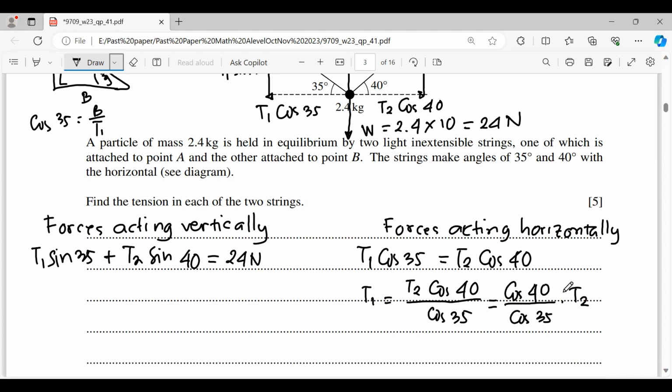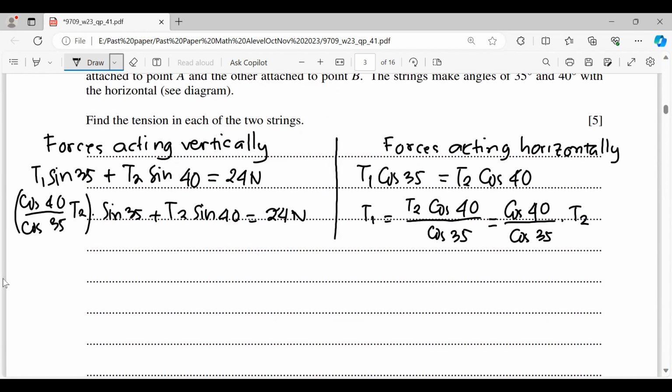So we will substitute T1 into here. It becomes cosine 40 over cosine 35 times, okay, T2 times sine 35, plus T2 sine 40 equals 24 newtons.